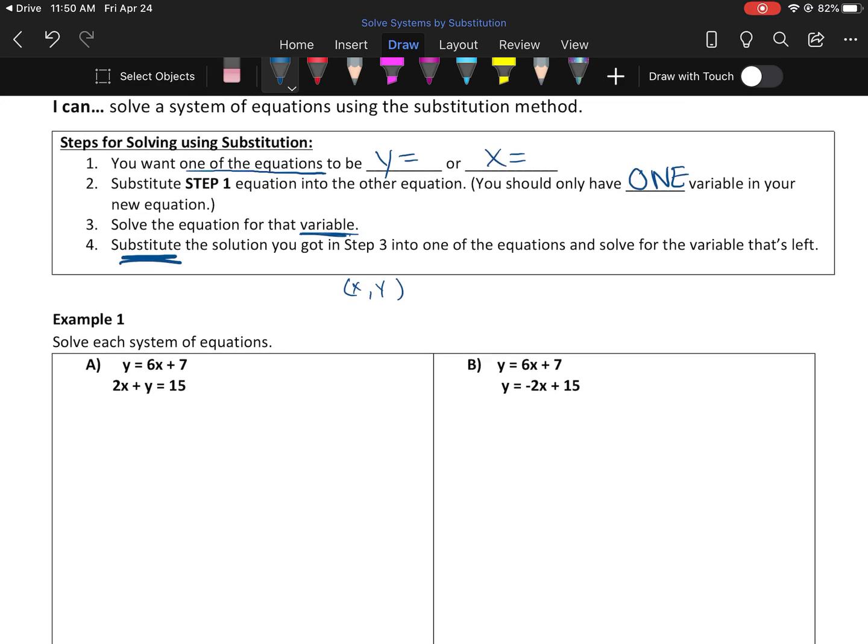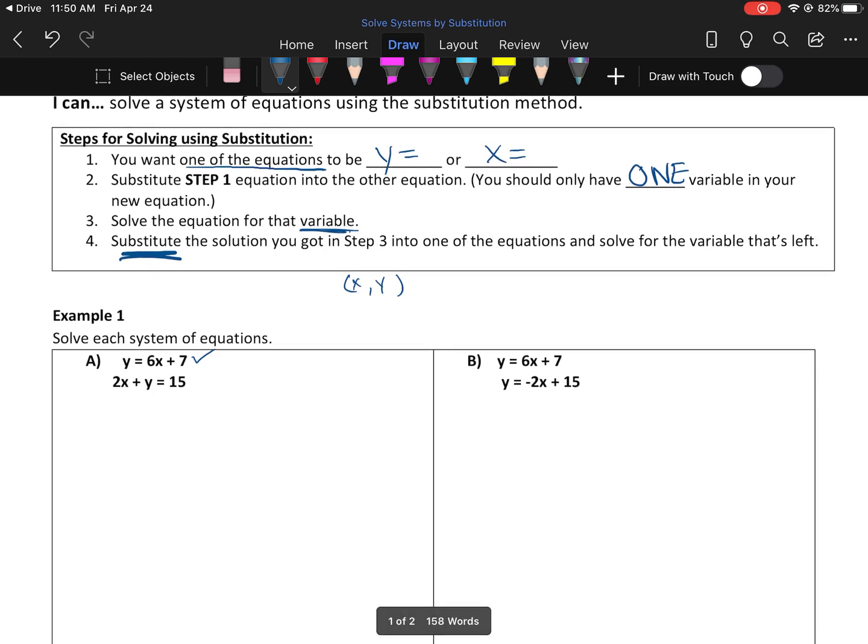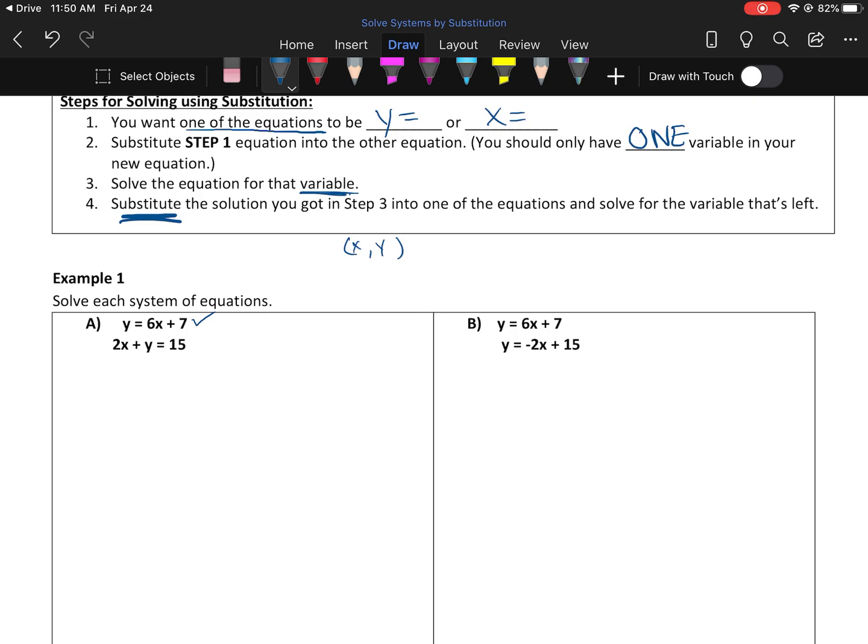Example 1, we want to look for x equals or y equals. Right here, I have y equals. I'm going to go ahead and use substitution. Now, a letter that appears a lot in substitution is the letter T. So to stay organized, what I like to use is a T-chart. And I normally put my x equals or y equals equation on the left side. I'm not changing anything. And then I'm going to put the other equation on the other side of the table.